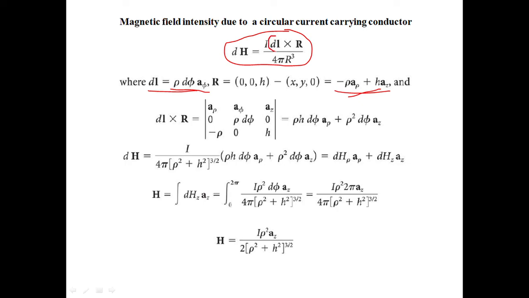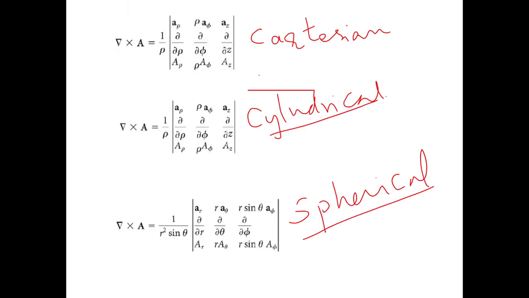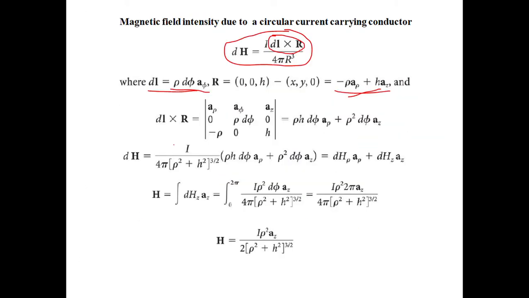Now dl cross r. You know how to find the cross product for the cylindrical coordinate system. Please refer to this. Oh, this is curl, sorry, I have not shown the cross product here. We have seen the equation for the cross product for all three coordinate systems. So this is dl cross r. Here we have a rho, a phi, and az. This is for dl. Dl doesn't have a rho component or an az component, only an a phi component. So that will be 0 and 0.